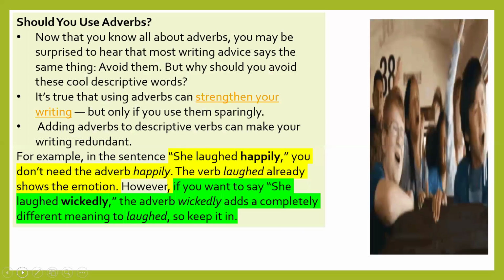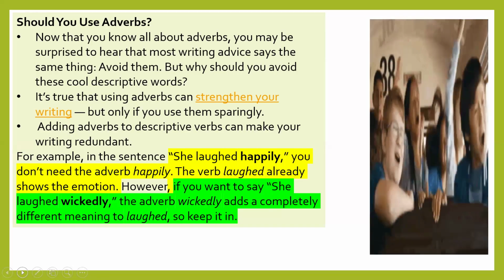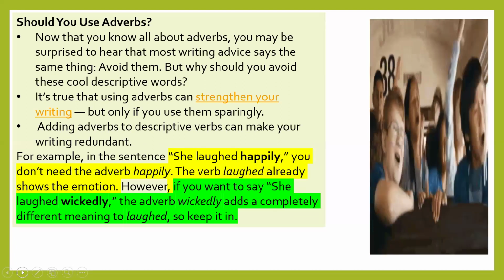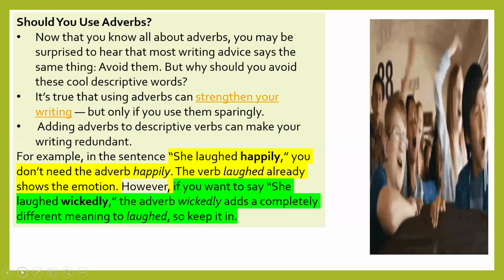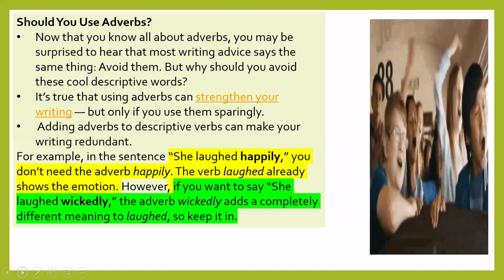Should you use adverbs? Now that you know all about adverbs and adjectives, you may be surprised to hear that most writing advice says the same thing: avoid them. But why should you avoid these cool descriptive words? It is true that using adverbs can strengthen your writing, but only if we use them sparingly, judiciously, carefully. Adding adverbs to descriptive verbs can make your writing redundant.